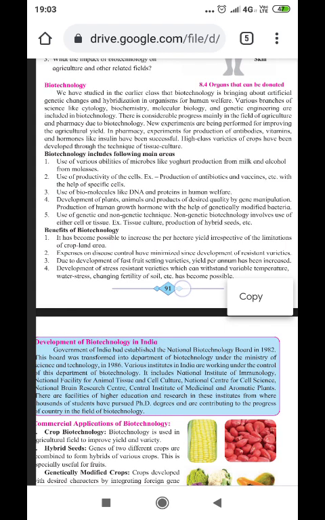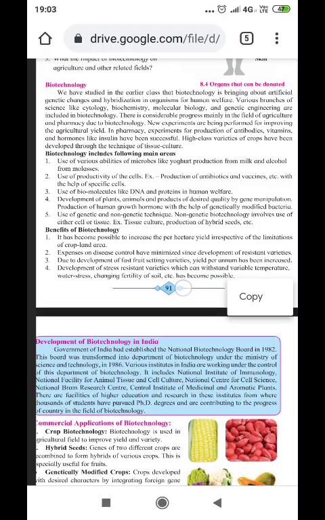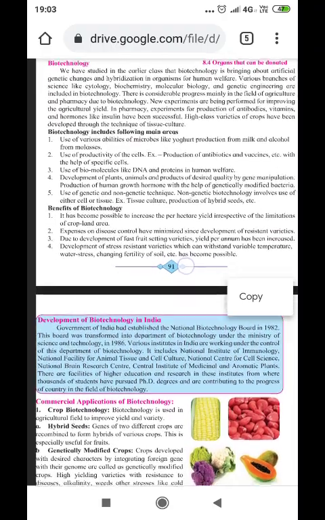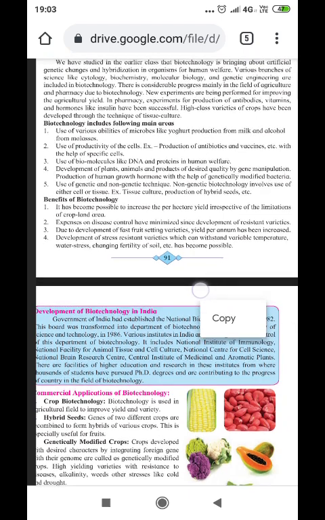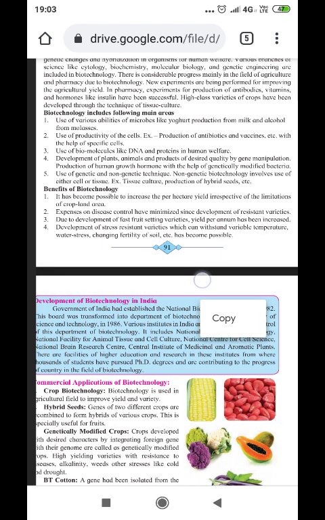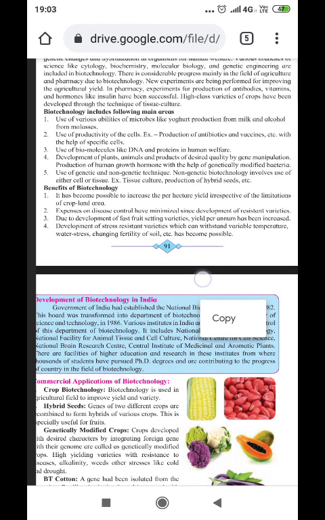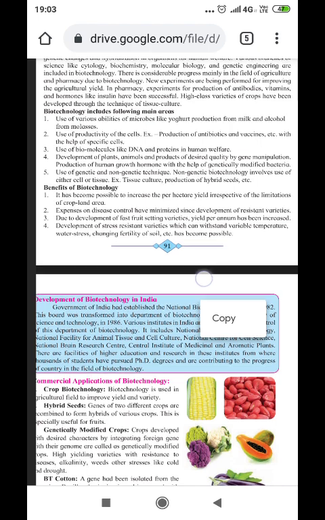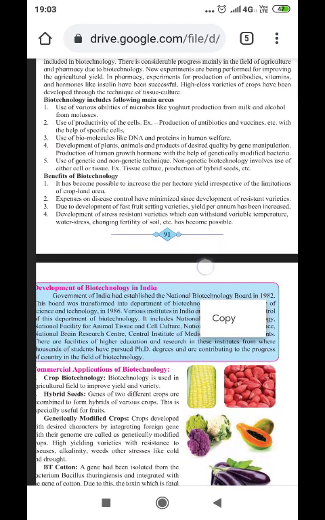Various branches of science like cytology, biochemistry, molecular biology, and genetic engineering are included in biotechnology. There is considerable progress mainly in the fields of agriculture and pharmacy due to biotechnology. New experiments are being performed for improving agricultural yield. In pharmacy, experiments for production of vitamins and hormones like insulin have been successful. High class varieties of crops have been developed through the technique of tissue culture.